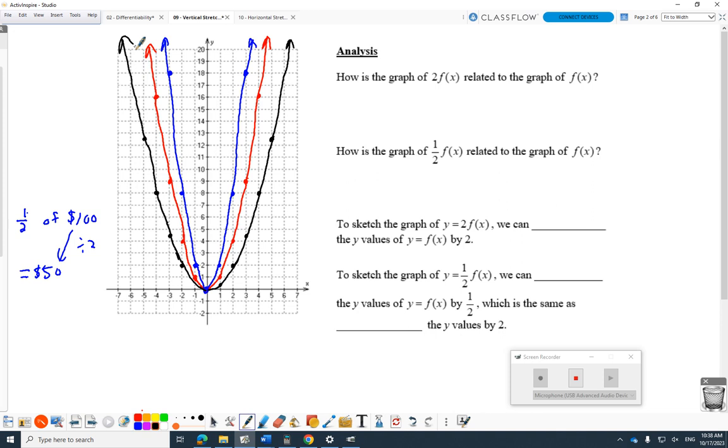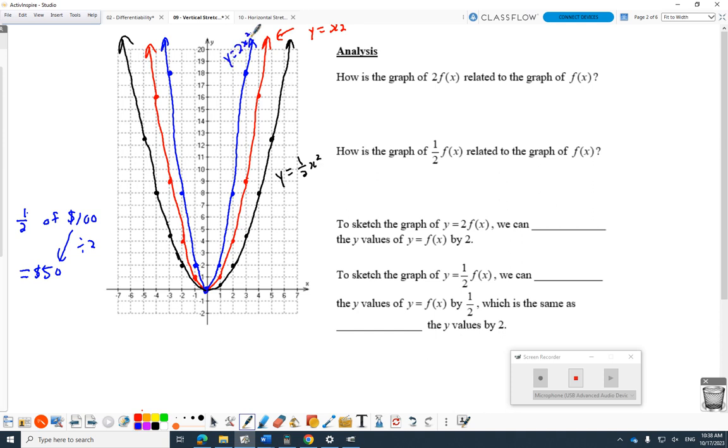I did them in different colors. If you don't have them in different colors, you better label them. I will too. This is y equals 1/2 x squared. This one's y equals x squared. And then the blue one, y equals 2x squared.